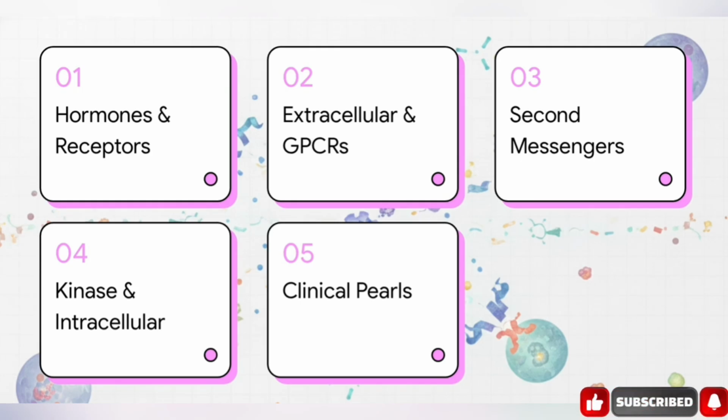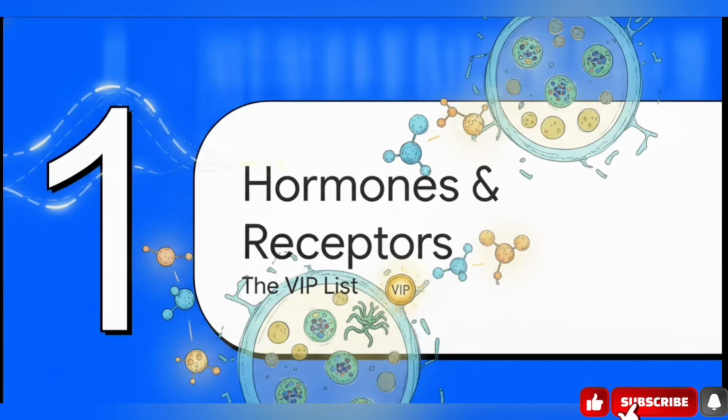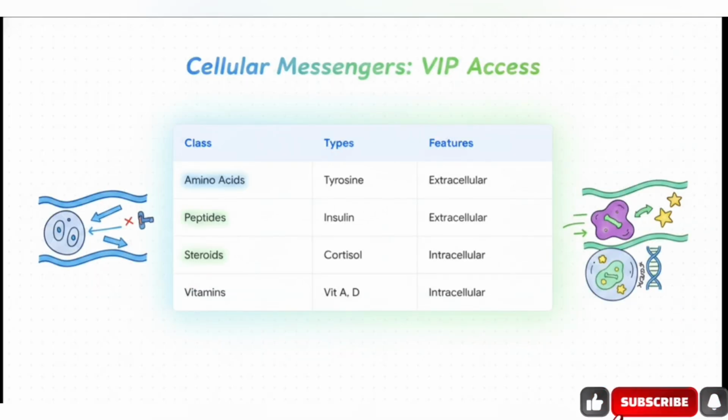All right, Section 1, Hormone and Receptor Classification. Think of this as our VIP list. Before we can really understand the receptors, we need to know about the VIPs who deliver the messages. Notice how simple biology categorizes these VIPs into four main classes.